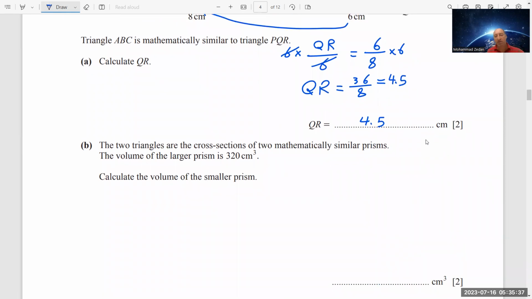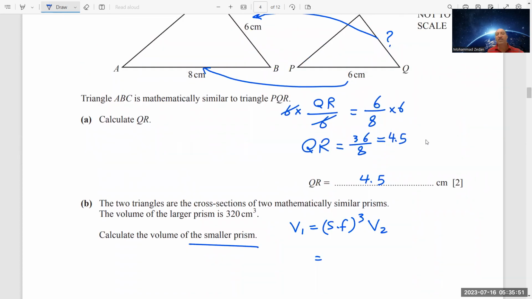For similar 3D shapes, the volume of one of them is the scale factor to the power 3 times the volume of the other one. So I'd like to calculate the volume of the smaller shape. I start with the scale factor. The scale factor is this ratio, 6 over 8. I can also read it as 8 over 6, no problem. So the scale factor can be read 6 over 8 or 8 over 6 according to what you are calculating.